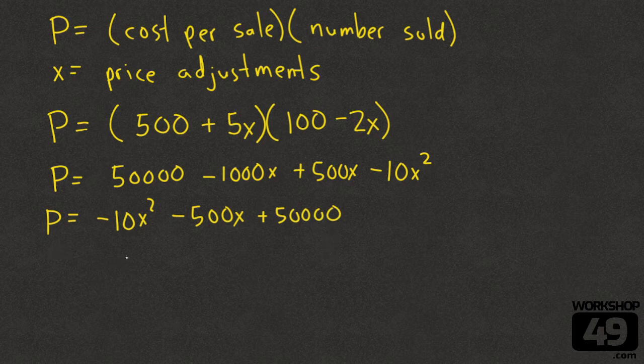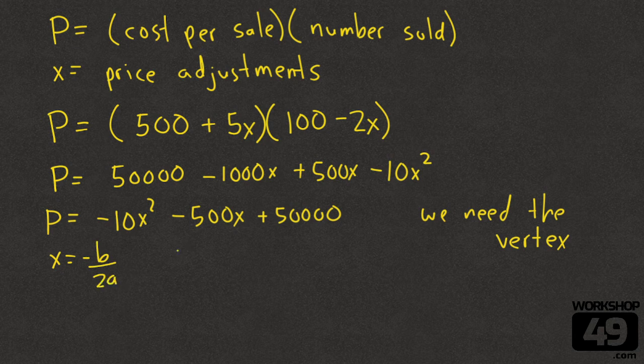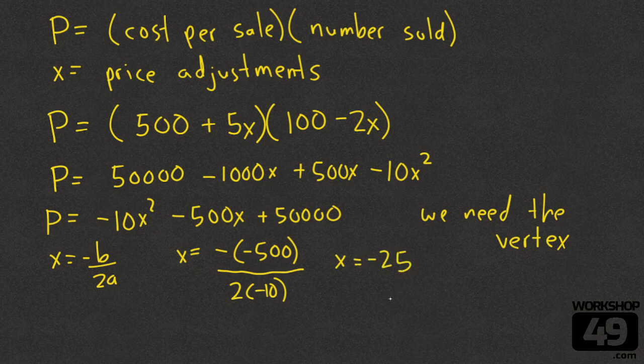The maximum value is, we need the vertex. In profit optimization, we are always looking for the vertex. Our vertex equation, x equals negative b over 2a. X equals the negative of negative 500. Watch that. This b value is negative. It's a negative b. That's going to become a positive 500, divided by 2 times negative 10. Our final answer is going to equal negative 25.